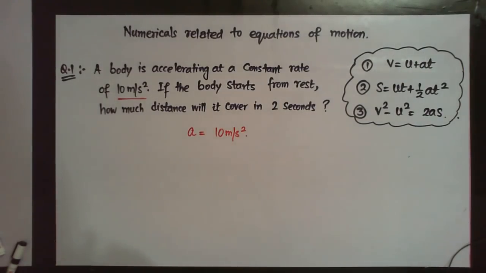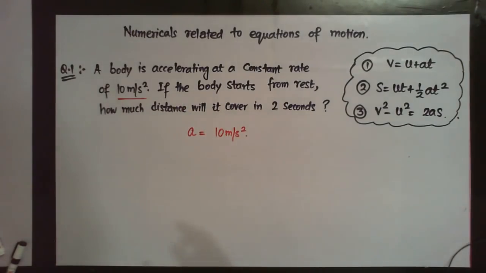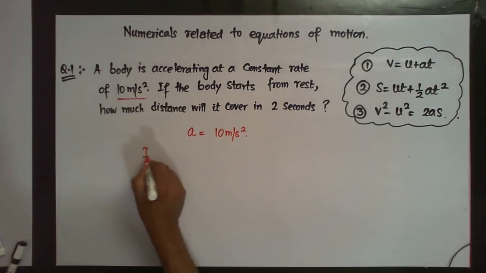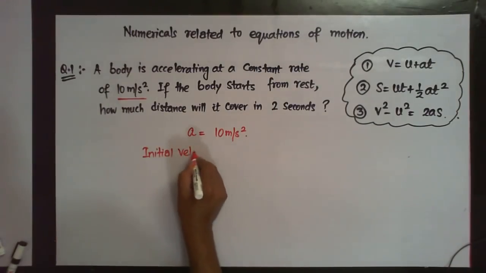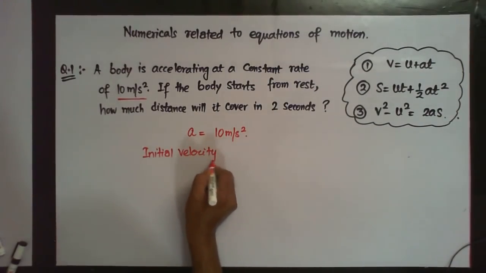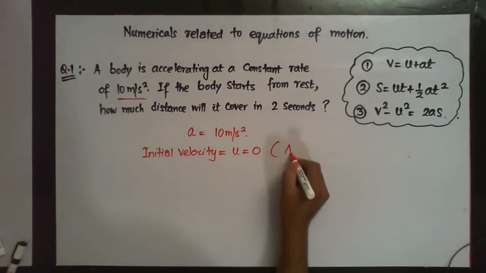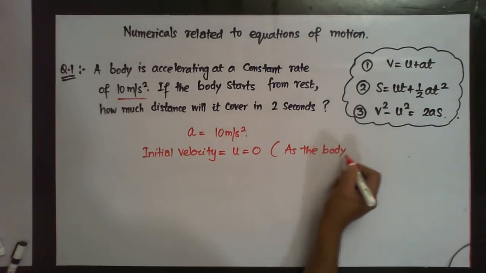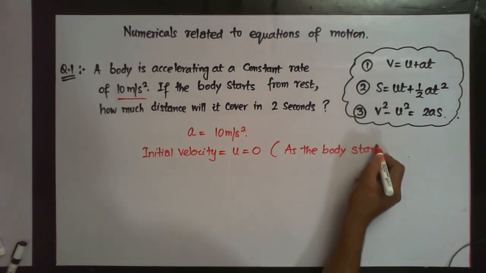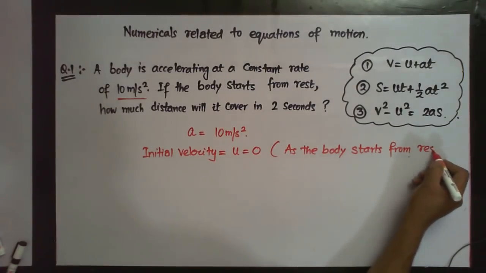Now if you see the next sentence, if the body starts from rest, it means the body has started. So the initial velocity of the body is equal to 0, as the body starts from rest.